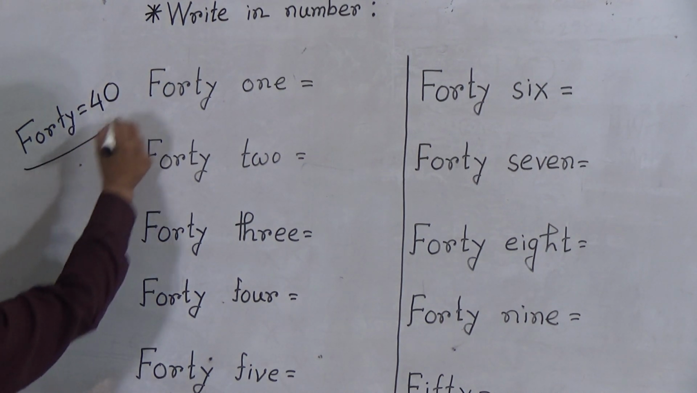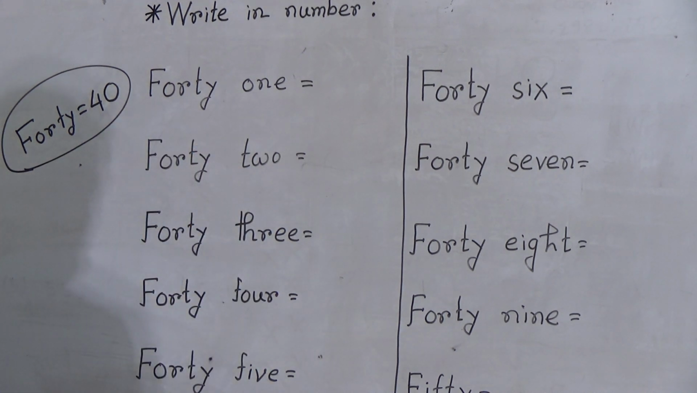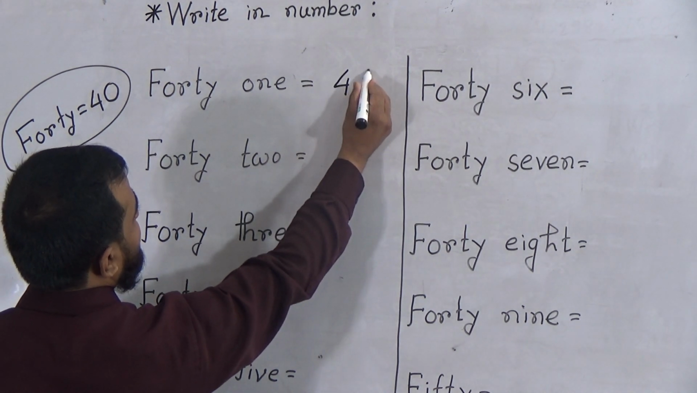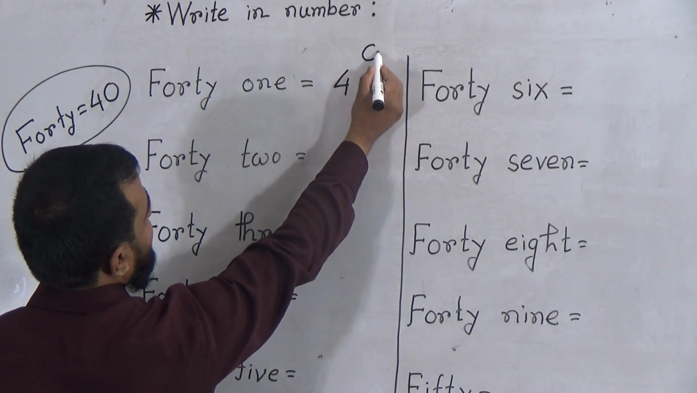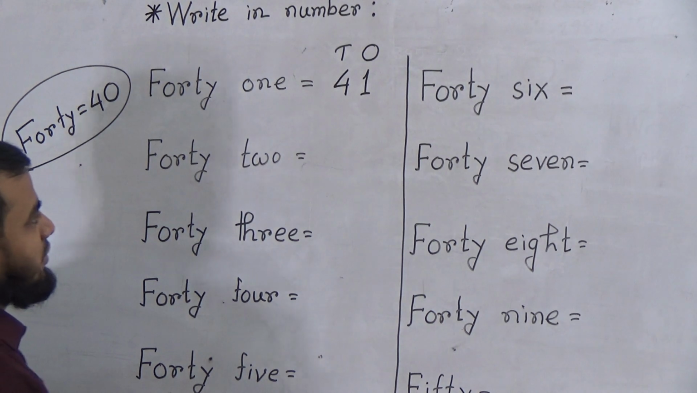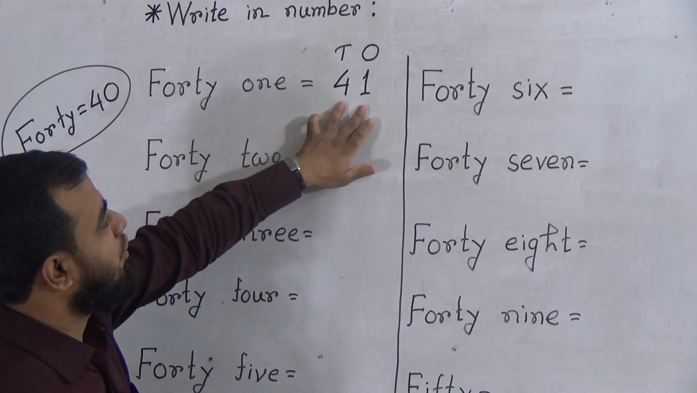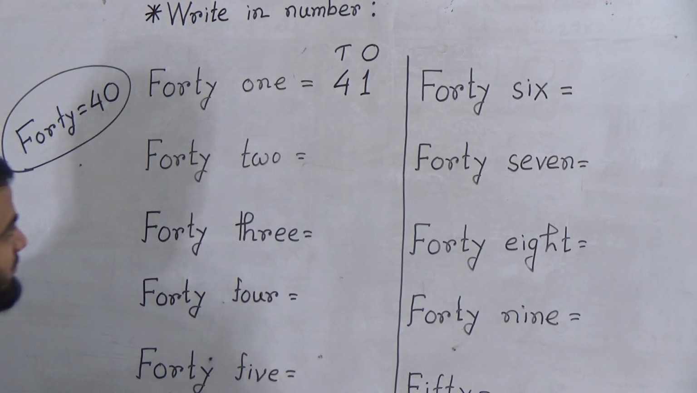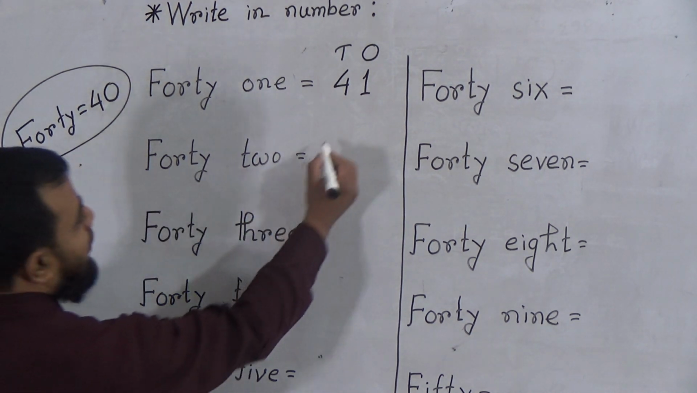So, to write down the next number after 40, that means 41, our first number, we will write down 4 and 1, okay? That means 1 is in the ones position, my dear students, and 4 is in the tens position. So, you can say that 4 tens and 1 one make the number 41, or you can say that 4 and 1 makes the number 41. The next number after 41 is 42. How to write down 42?